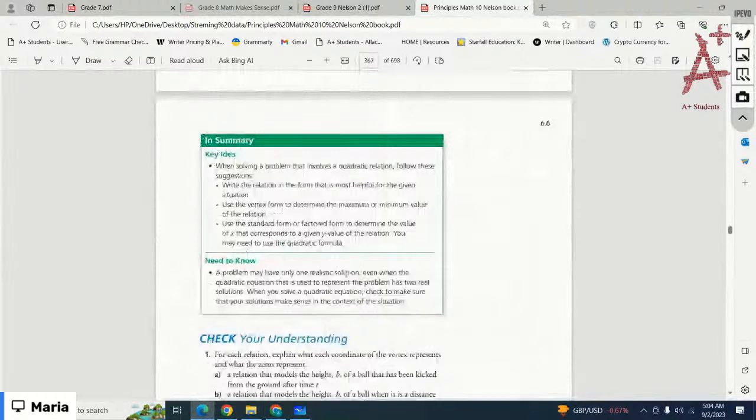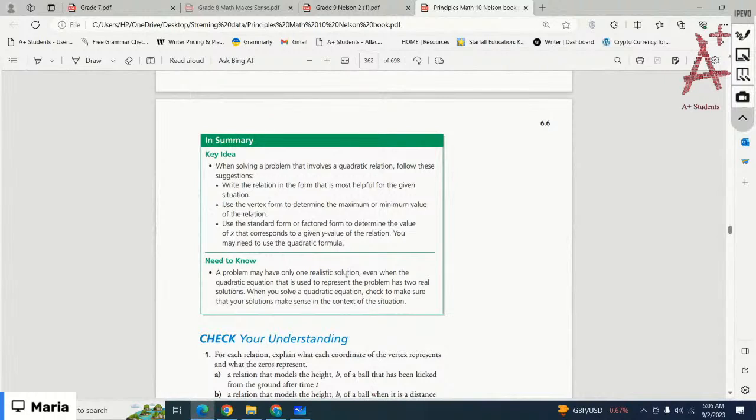When solving a problem that involves a quadratic relation, follow these suggestions. Write the relation in the form that is most helpful for the given situation. Use the vertex form to determine the maximum or minimum values of the relation. Use the standard form or factored form to determine the value of x that corresponds to a given y value of the relation. You may need to use the quadratic formula, right?